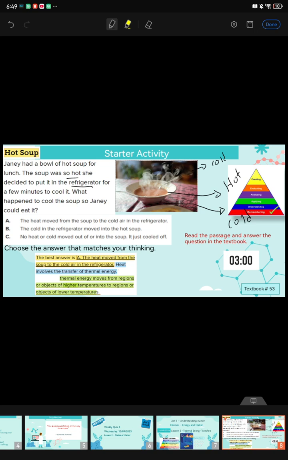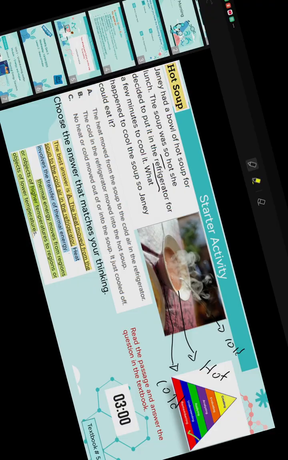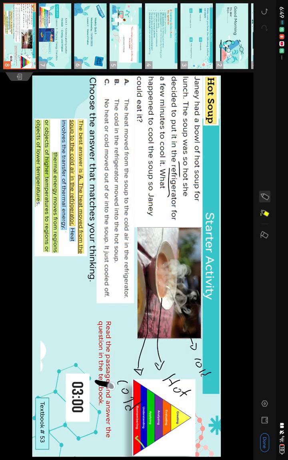So always the flow of energy is from hot object to cold object. Okay, so always from hot object to cold object. So thermal energy moves from regions of higher temperature to lower temperature. So this is a starter activity for today.